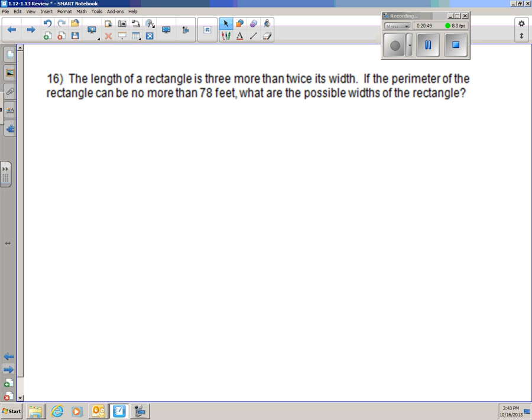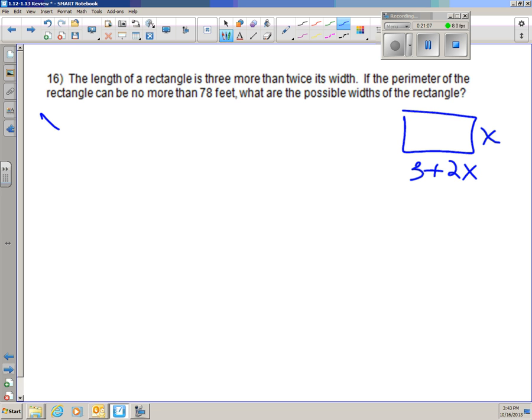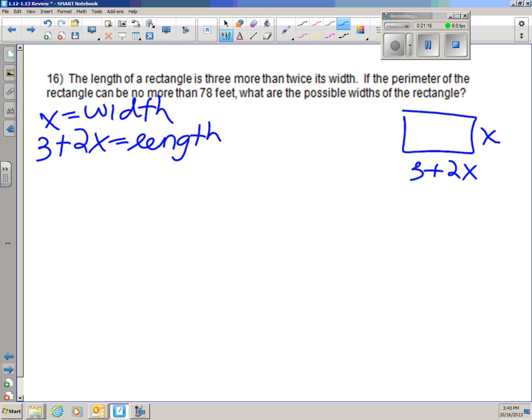The length of a rectangle is 3 more than twice its width. If the perimeter of the rectangle can be no more than 78 feet, what are the possible widths of the rectangle? We've got a rectangle. We don't know anything about the width, but we know that the length is 3 more than twice the width. So x equals width, and 3 more than twice x equals the length.